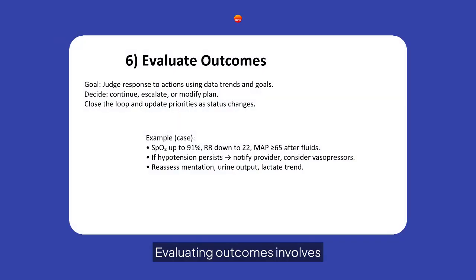Evaluating outcomes involves judging responses to actions. Decide whether to continue, escalate, or modify the plan. In our case, monitor SpO2, respiratory rate, and MAP. If hypotension persists, notify the provider and consider vasopressors. Reassess mentation and urine output.